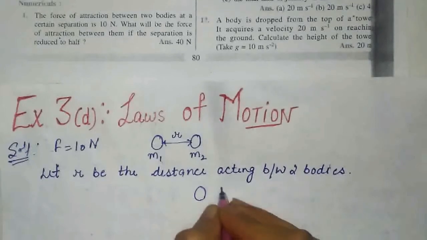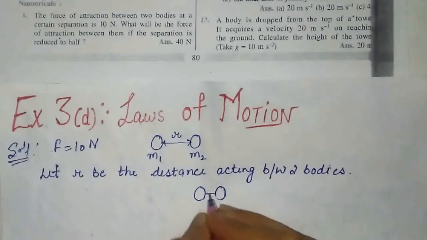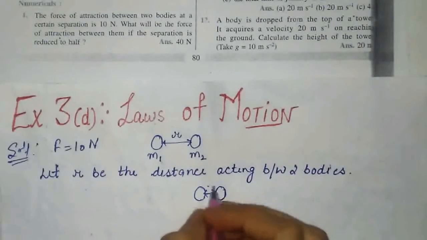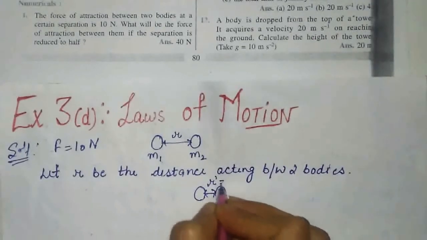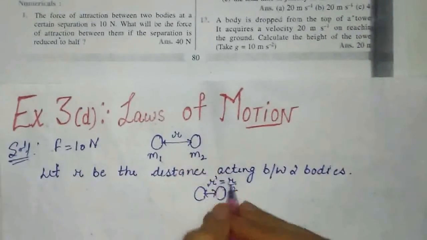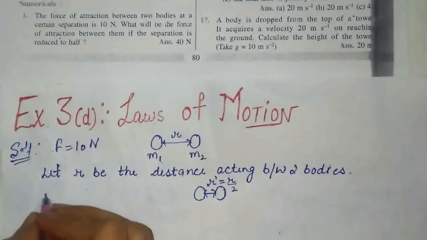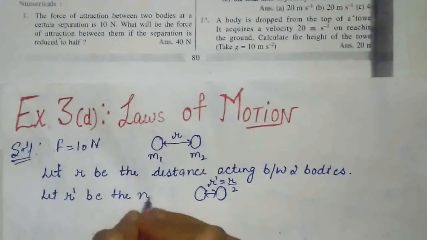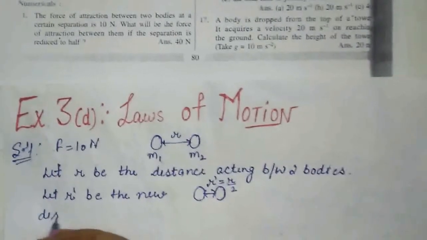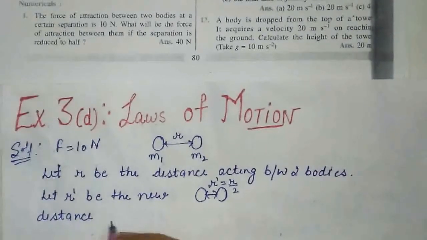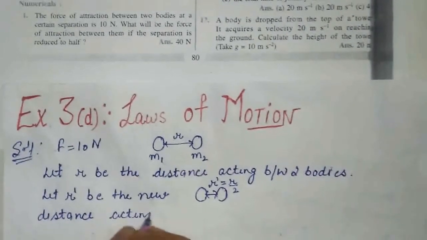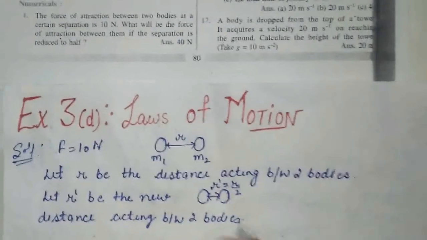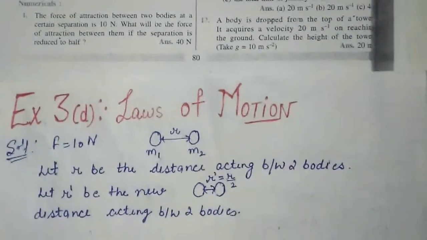Now the new diagram will be like this. And now we consider this separation distance is r dash, which is equal to r by 2. Clear? Now we can write, let r dash be the new distance acting between two bodies. Clear what I am saying, students?